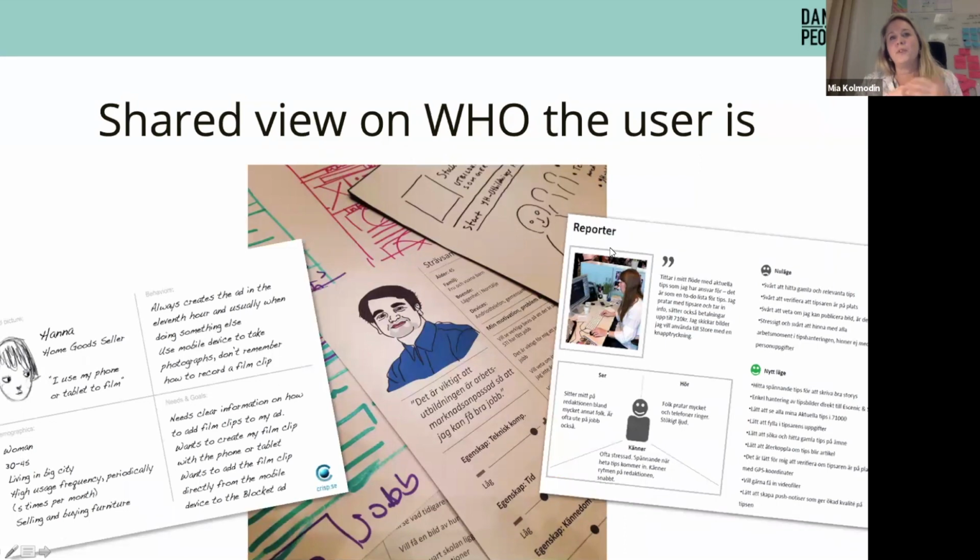Shared view of who is the user, creating maybe these type of ugly looking personas. So it doesn't have to be a fancy agency doing them for you. You and your team can do it just to align on who are the users, what are their real pains, and what context are they going to do this stuff in, and how do we know that we succeed helping them. So doing this with your team in maybe lightweight setup, maybe using some template or something, really helps you as a product owner and the team to prioritize and know that you're doing the right thing.